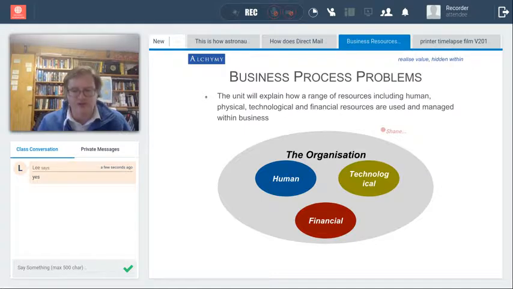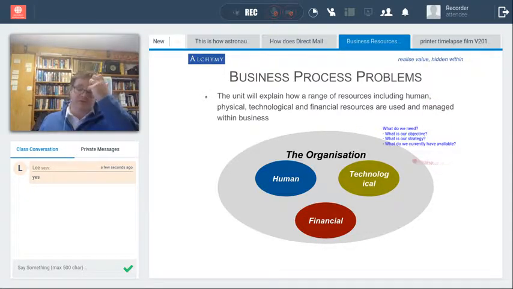What do we need? And that's really a function of what is our objective, what is our strategy, and what do we currently have available. Let me deal with that first of all. So, those questions, which apply to human, technological, and financial resources: what do we need to move forward?